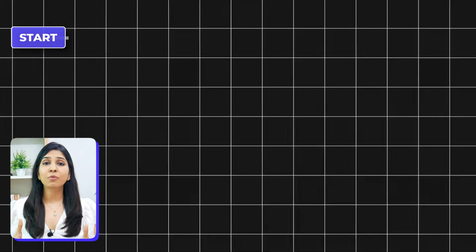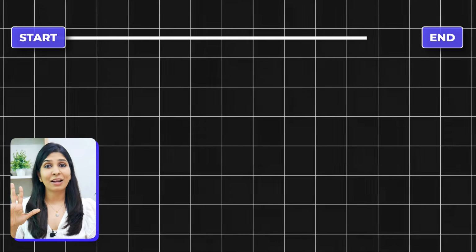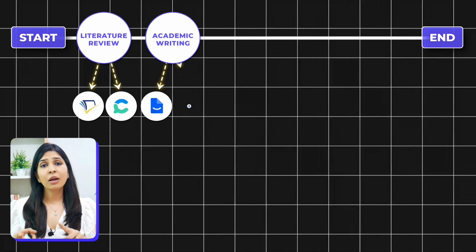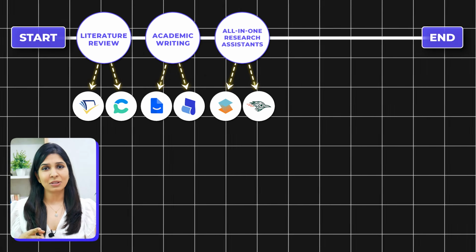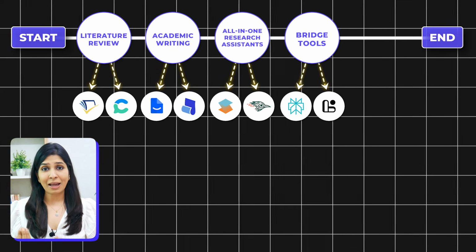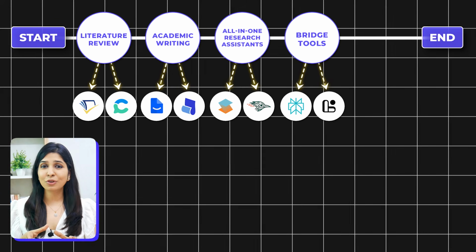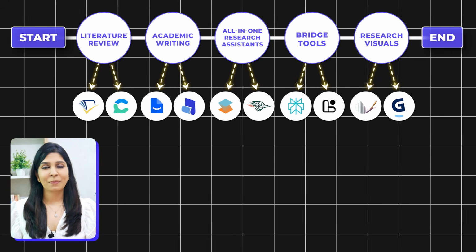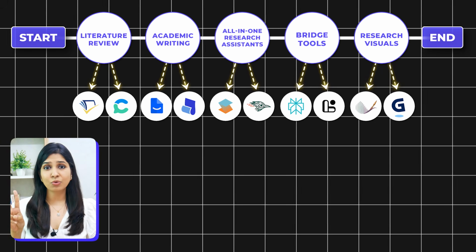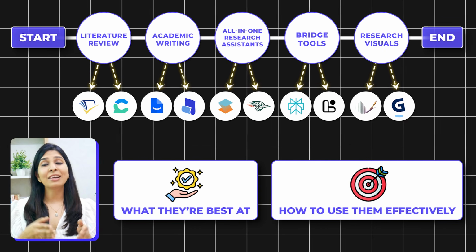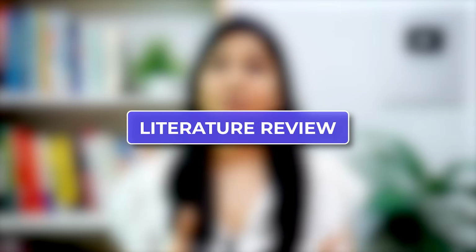For this video, I've broken down the research workflow into 5 categories. We will start with literature review, then move on to academic writing, followed by all-in-one research assistant. After that, we will talk about tools for exploration and literature management, which I like to call bridge tools, and finally coming to the last category, research visuals. Under each category, I will share 2 tools, explain what they're best at, and how you can use them effectively at different stages of your research. So let's start with the first category, literature review.